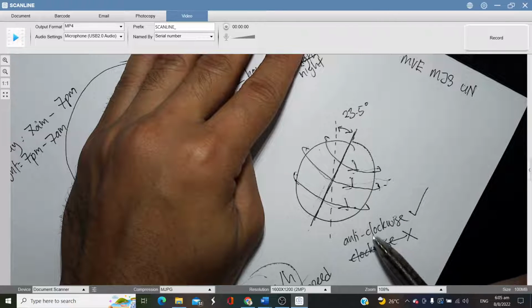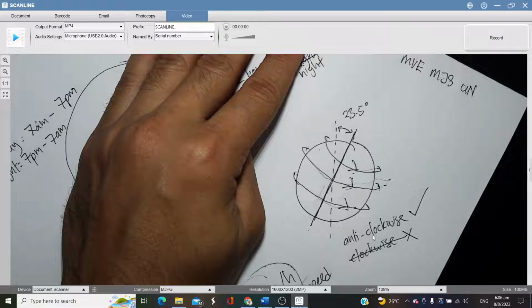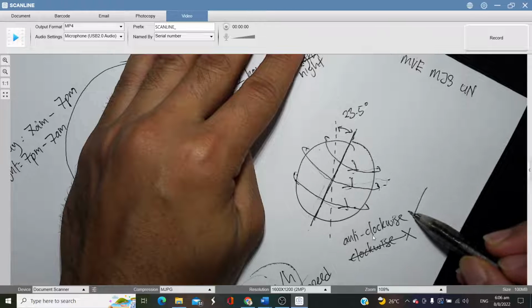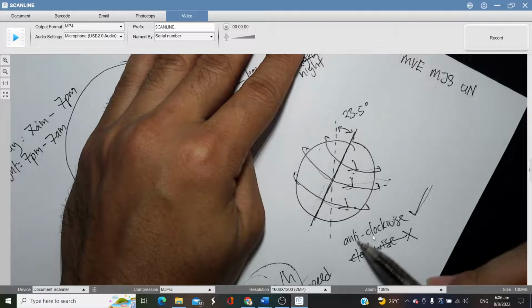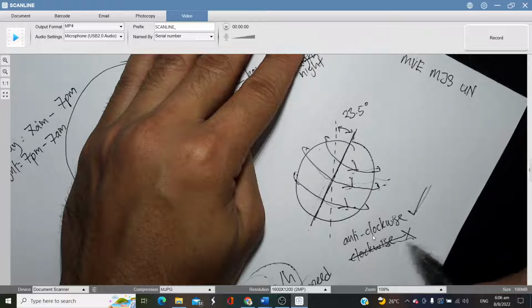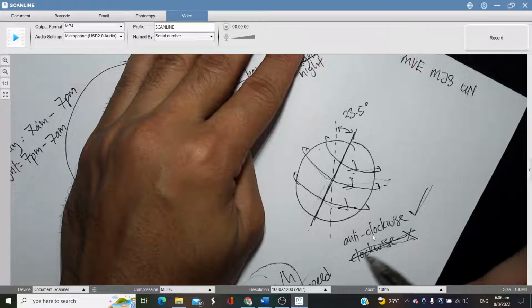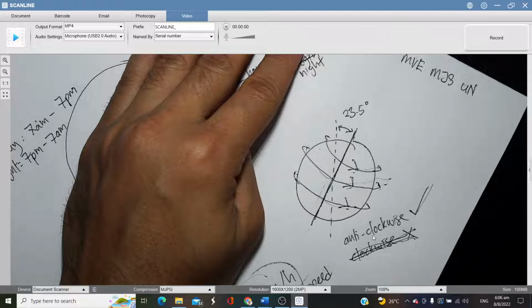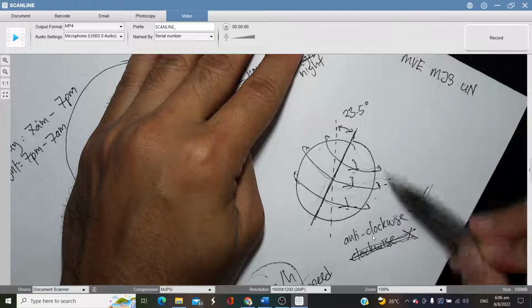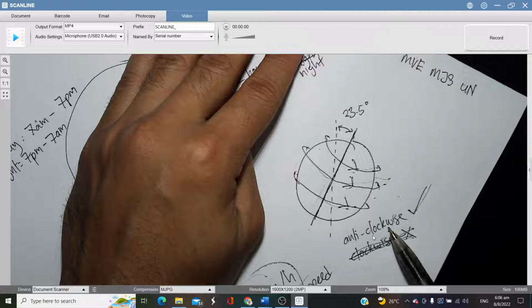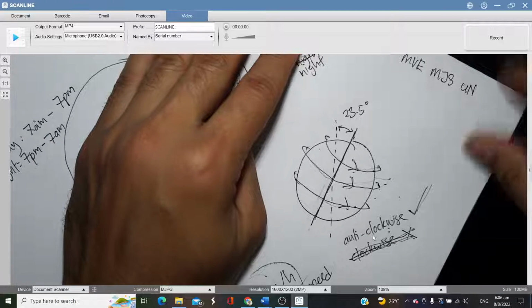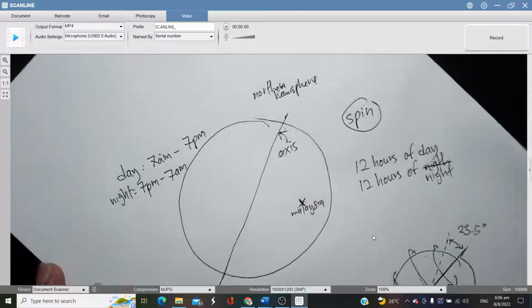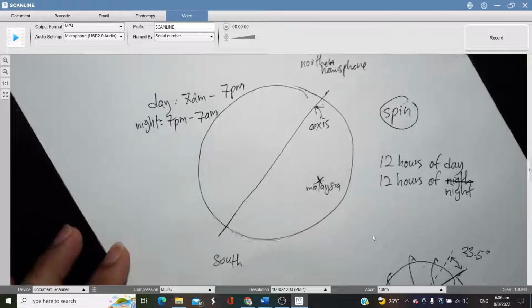Right? So how about the Earth's spinning direction? The spinning direction is this one, anti-clockwise, not clockwise, right? Not clockwise, anti-clockwise. So this is the first thing, the anti-clockwise direction. Then we go to here.